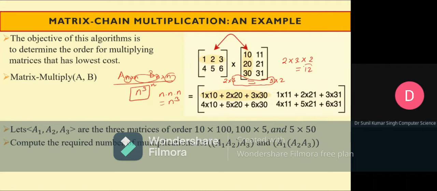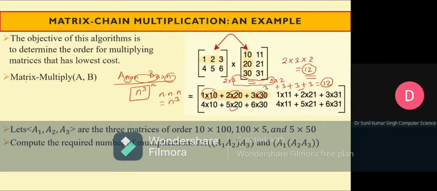So for multiplying these two matrices, how many multiplications are required? 12. You can count 1, 2, 3. Similarly, 3 here. So 3 plus 3, and plus 3 matrix multiplications here, 3 plus 3. So total 12 multiplications are required.